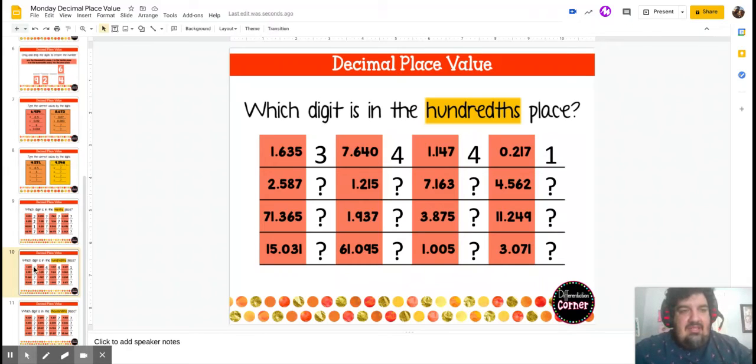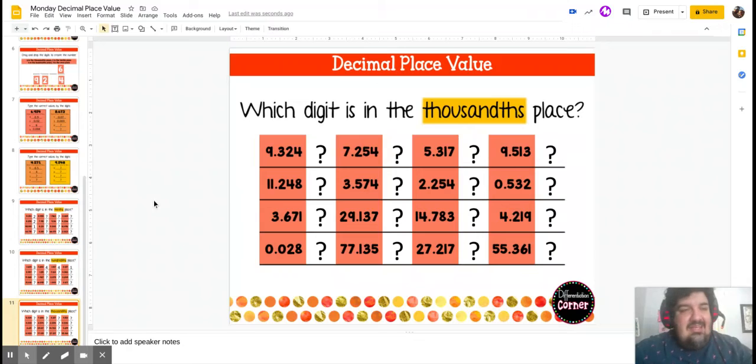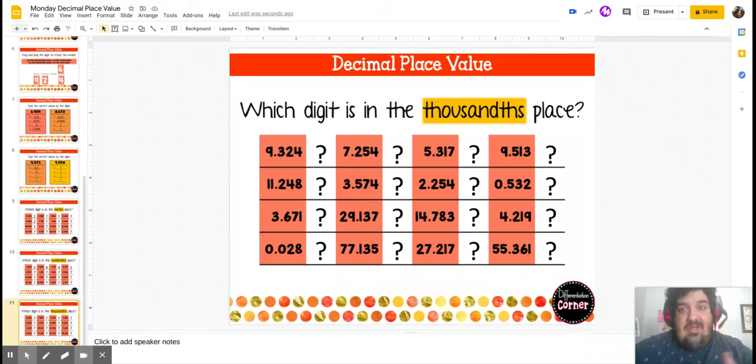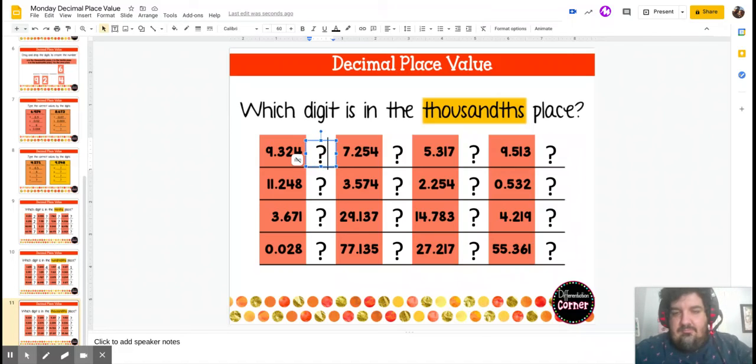All right, and then our last one we're going to do for Monday. Again, it's a little bit of work, but it's all just review. Thousandths is 1, 2, 3 to the right. It's like, man, why do you keep repeating yourself, Mr. Morrison? So 1, 2, 3 to the right of the decimal point, and that's a 4. 1, 2, 3, that's a 4. 1, 2, 3, that's a 7. 1, 2, 3, that's a 3.